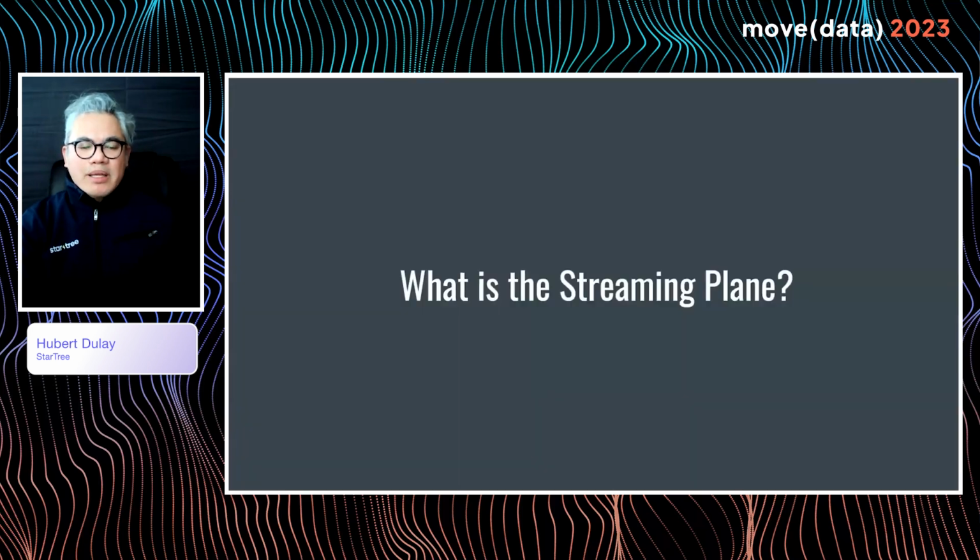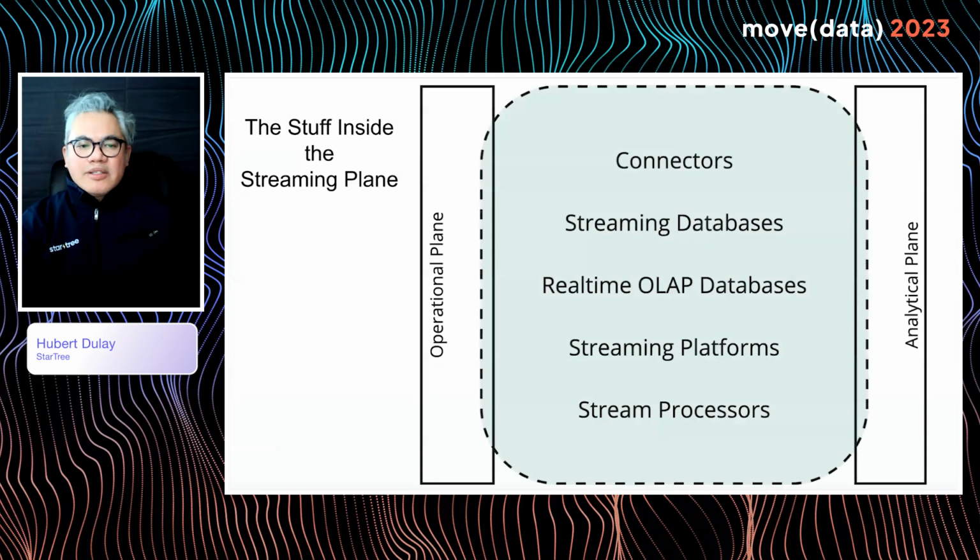So what is the streaming plane? In essence, it's these components in here. There are connectors, streaming databases, real-time OLAP databases, streaming platforms, and stream processors. They all work on the stream because the two planes, the operational plane and the analytical plane, are planes that hold data at rest. The data is sitting at rest, not moving. To get it to move to the other planes, you need a plane that moves that data, which is what the streaming plane is.